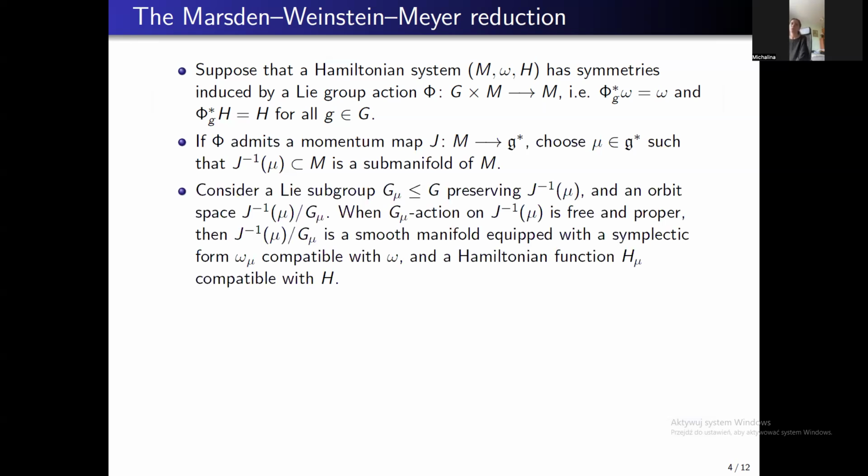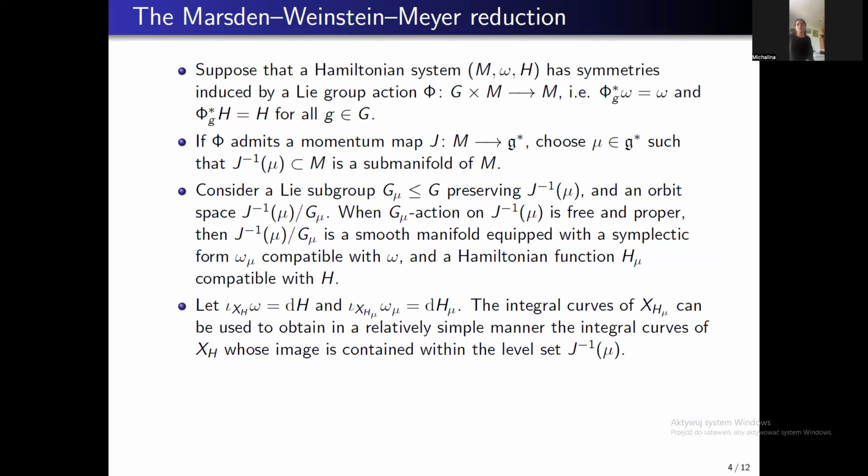Then we also consider a Lie subgroup G_mu of this Lie group G that preserves our level set of the momentum map, and also the orbit space given by the quotient of this level set by this Lie subgroup. When this G_mu action on this level set is free and proper, then this quotient will be a smooth manifold, also equipped with a symplectic form which is compatible with our initial symplectic form, and also equipped with a Hamiltonian function that is compatible with our initial Hamiltonian function.